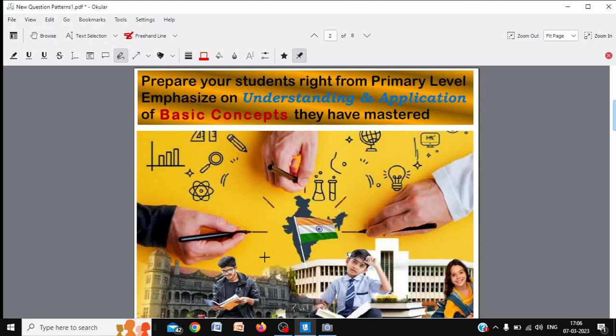So we ask you to prepare your students right from the primary level. Don't wait for them to go to class 8 and 10. Emphasize understanding and application. Prepare your child right from the primary level, because understanding and application can be based on the basic concepts they have already mastered. For instance, if they know only 1 to 10, even on that you can put questions based on understanding and application.